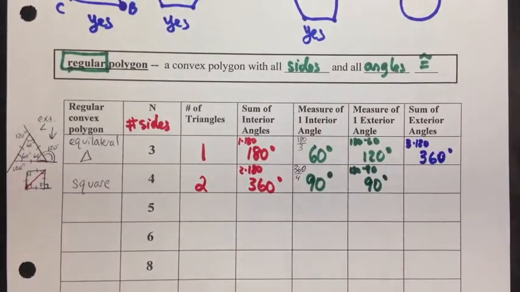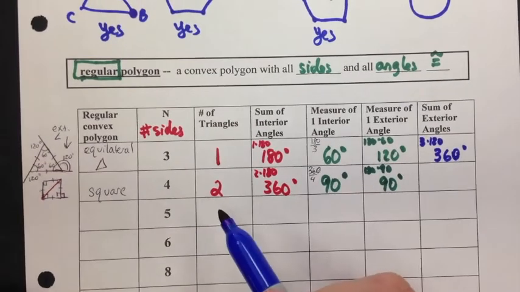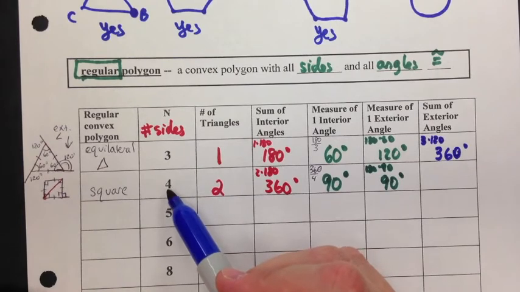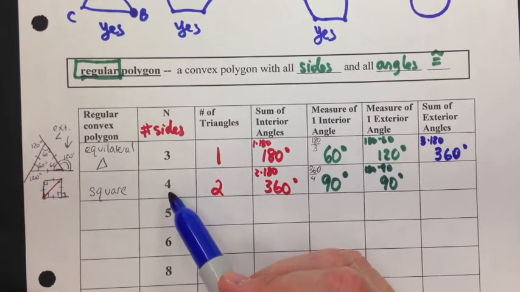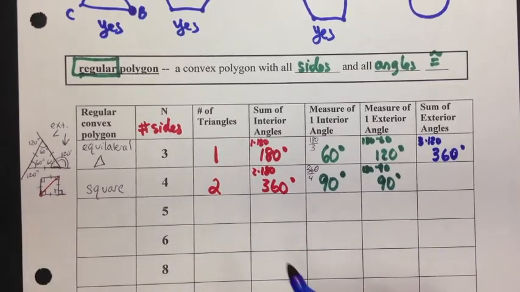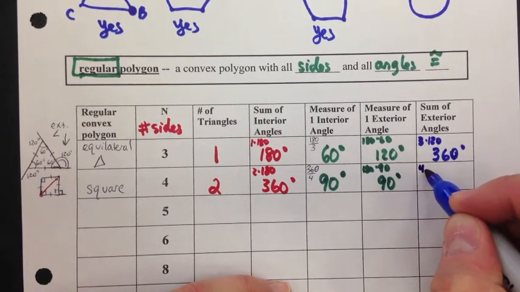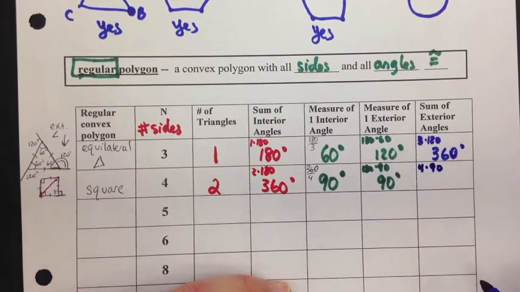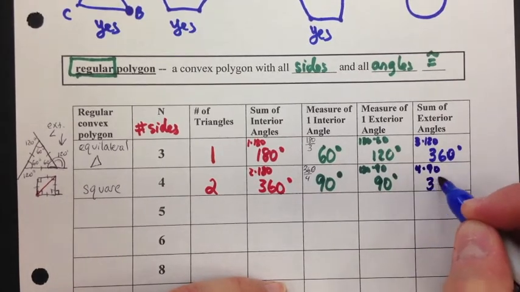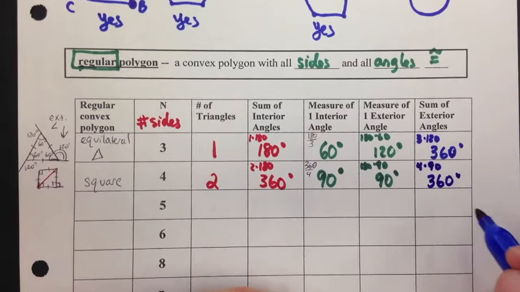Now the last thing is the sum of the exterior angles. Here's the deal. If you have 4 sides, then you have 4 interior angles, and you have 4 exterior angles. So if I go all the way around the figure, each exterior is 90. 4 times 90 is 360 degrees.